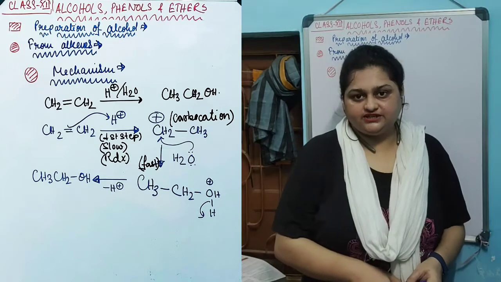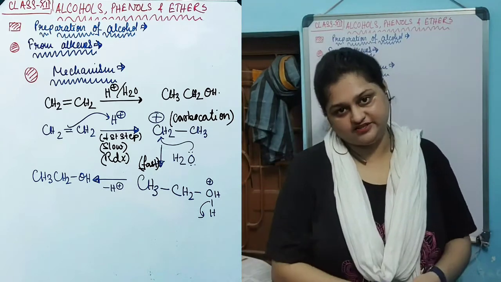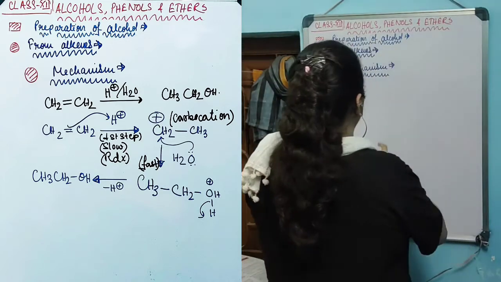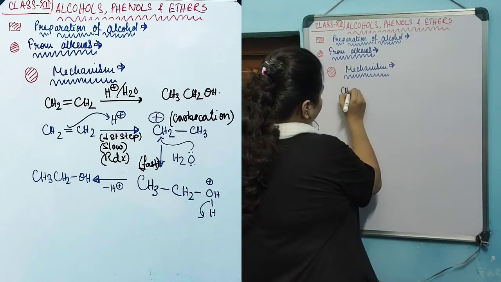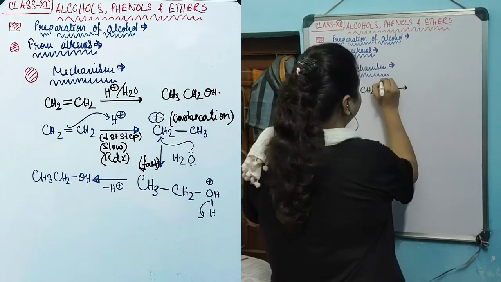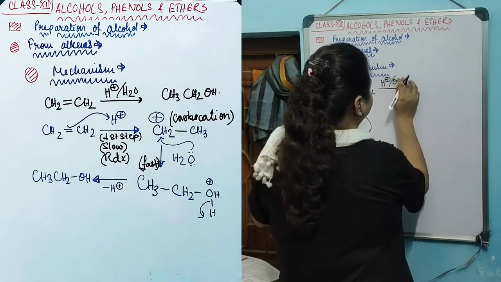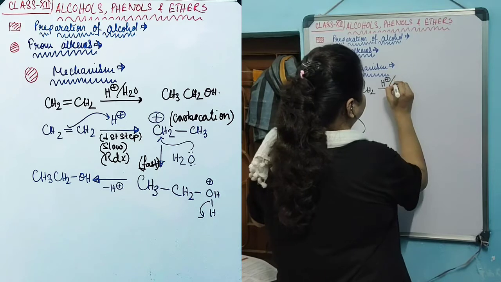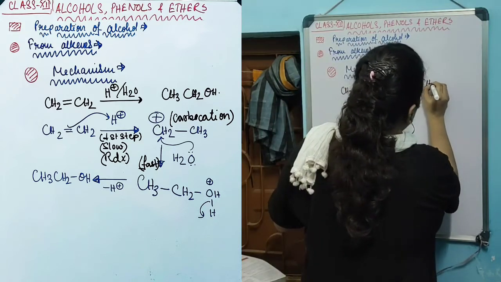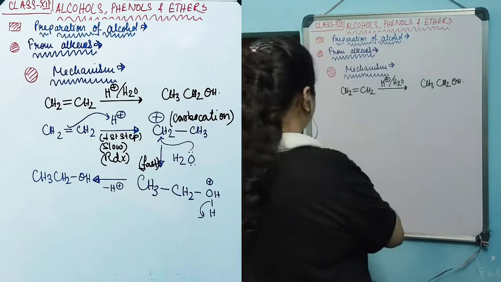Let's try to study the previous two chemical reactions mechanistically. The first chemical reaction that we had studied was this one. We had taken ethylene and subjected this ethylene to acidic hydrolysis, and alcohol was produced.